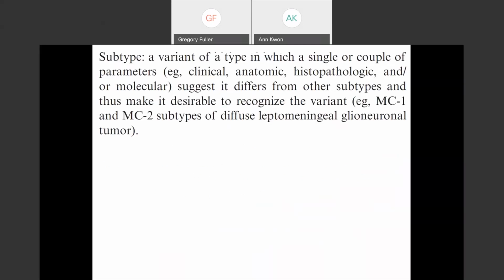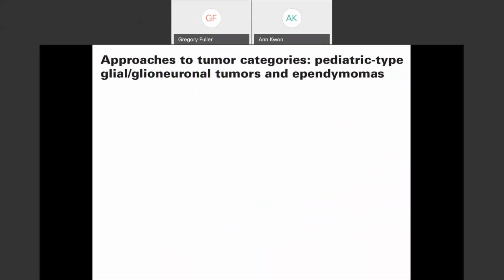A subtype is a variant. Well, look, I said we're going to get rid of variant, and here it is, variant. All right, can't get away from it. A variant of a type in which a single or a couple of parameters, maybe only clinical, only anatomic, whatever, suggests it differs from other subtypes and makes it desirable to recognize. For example, methylation class 1 and 2 types of diffuse leptomeningeal glioneuronal tumor would be an example.